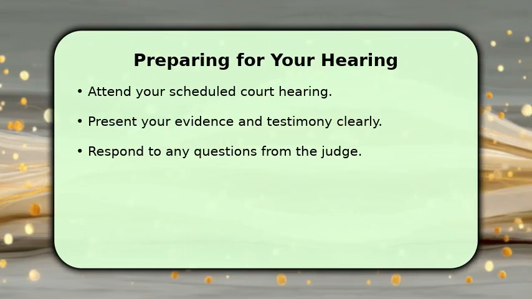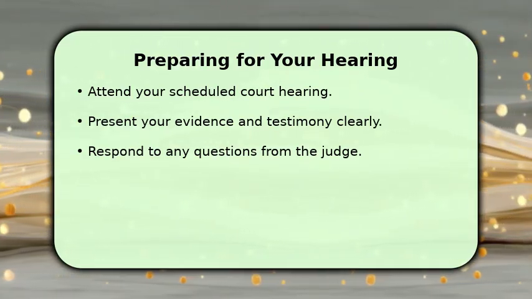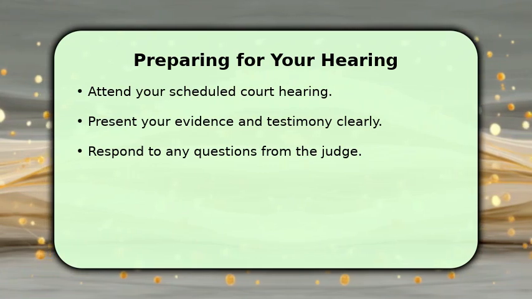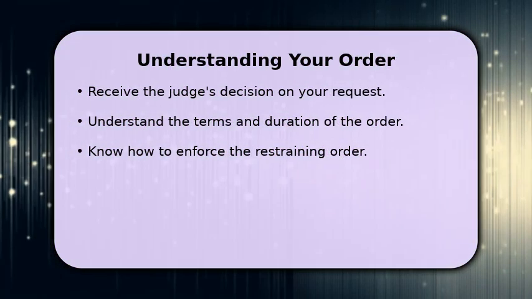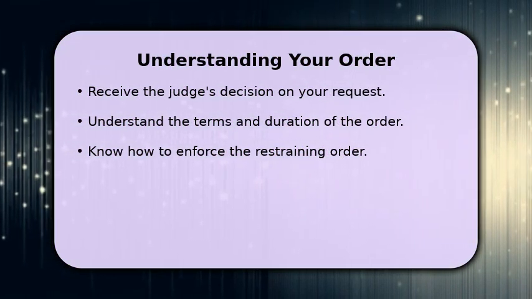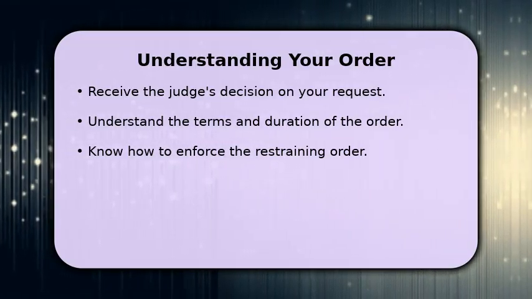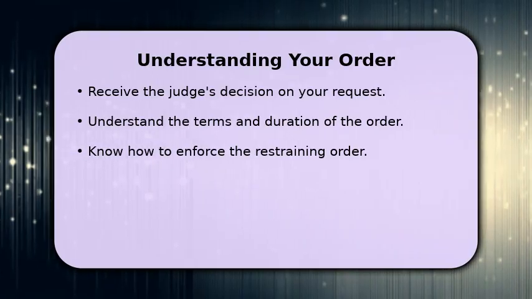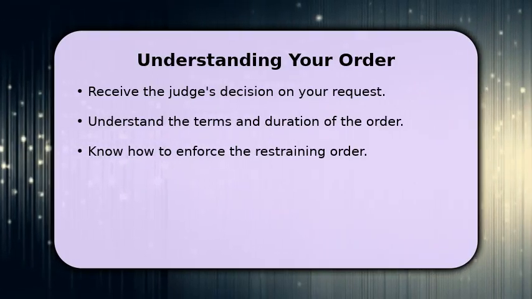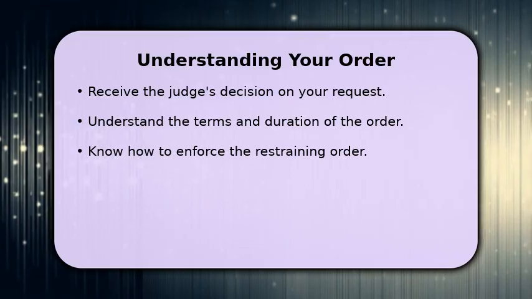The judge will listen to both sides before making a decision regarding your request for a permanent order. If the judge grants your request, you will receive a permanent restraining order. This order will outline specific protections, such as no contact or stay-away distances, often 50 to 100 yards.